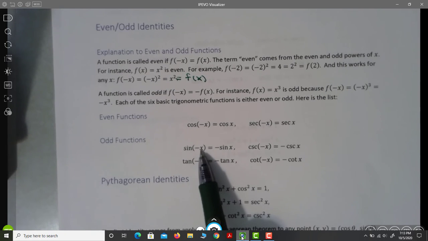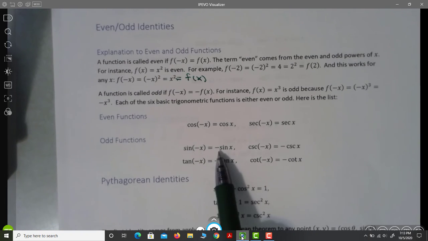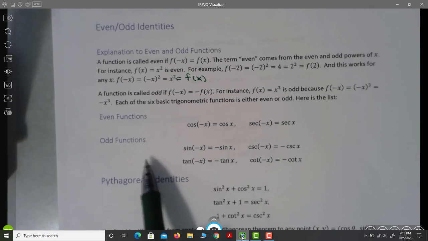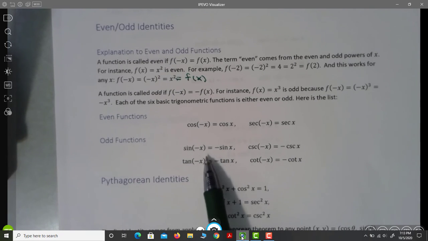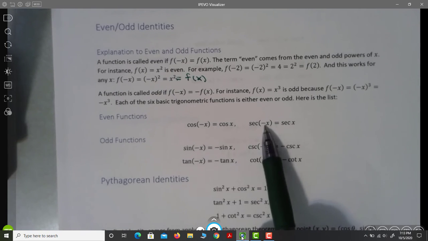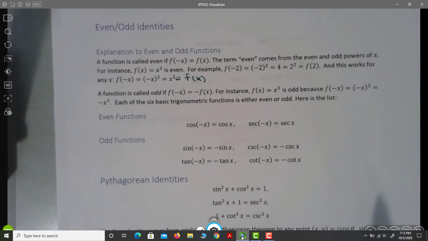So, for instance, sine of pi over 2 is 1, and sine of minus pi over 2 is minus 1. So those differ by a negative, and we have this pattern here. So the odd functions are all but the cosine and the secant in the 6 trig functions.